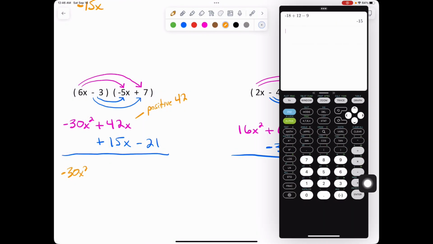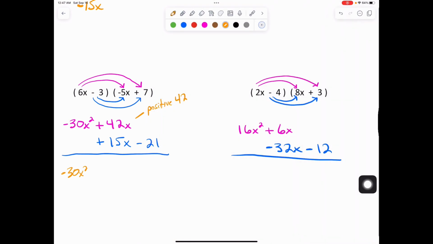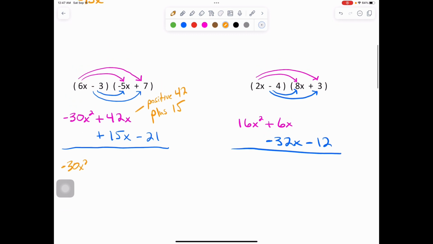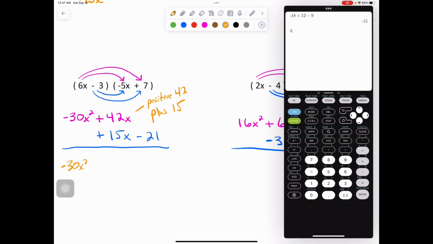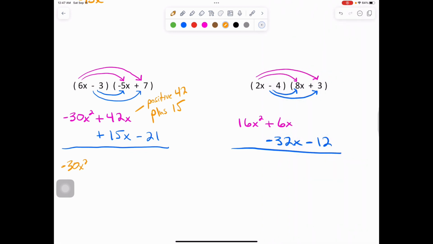Let me move our calculator back over. However, our positive 15x will be represented by plus 15x. In our calculator, we will then do 42 plus 15, which gives us 57. Do not forget your x. So plus 57x, bring down your negative 21. Circle your answer. Go ahead and pause the video.